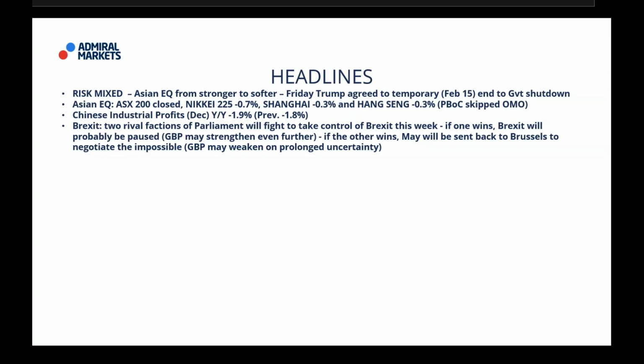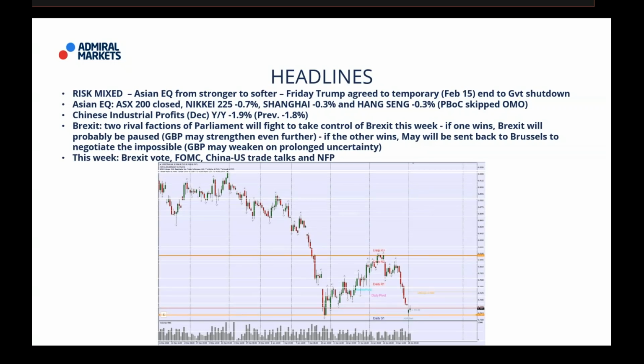If the other faction wins, then we may see Prime Minister May going back to Brussels trying to negotiate the impossible, i.e. the whole backstop debacle with Ireland. In that case, we have some uncertainty reintroduced into the market, and we may see some pound weakness. We have a saying in Germany that political horses have short legs, meaning whatever it is, be happy to fade the initial move. This week, we have the vote on Tuesday. We also have FOMC this week. We have China-US trade talks, and we have non-farm payrolls on Friday.